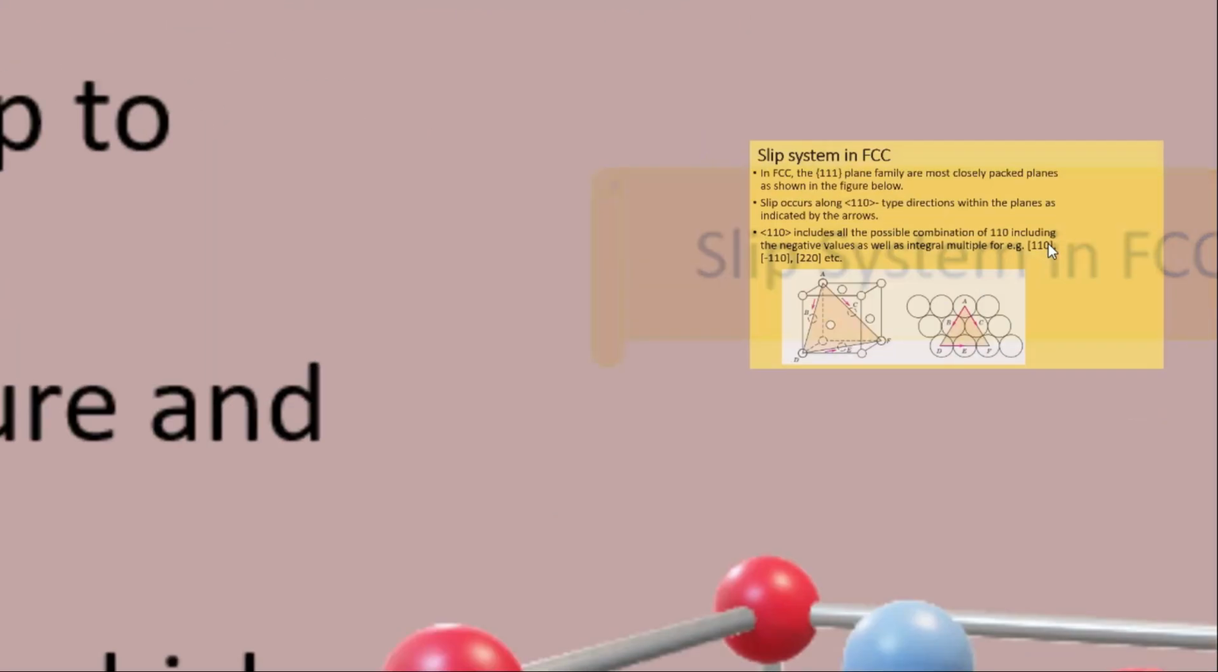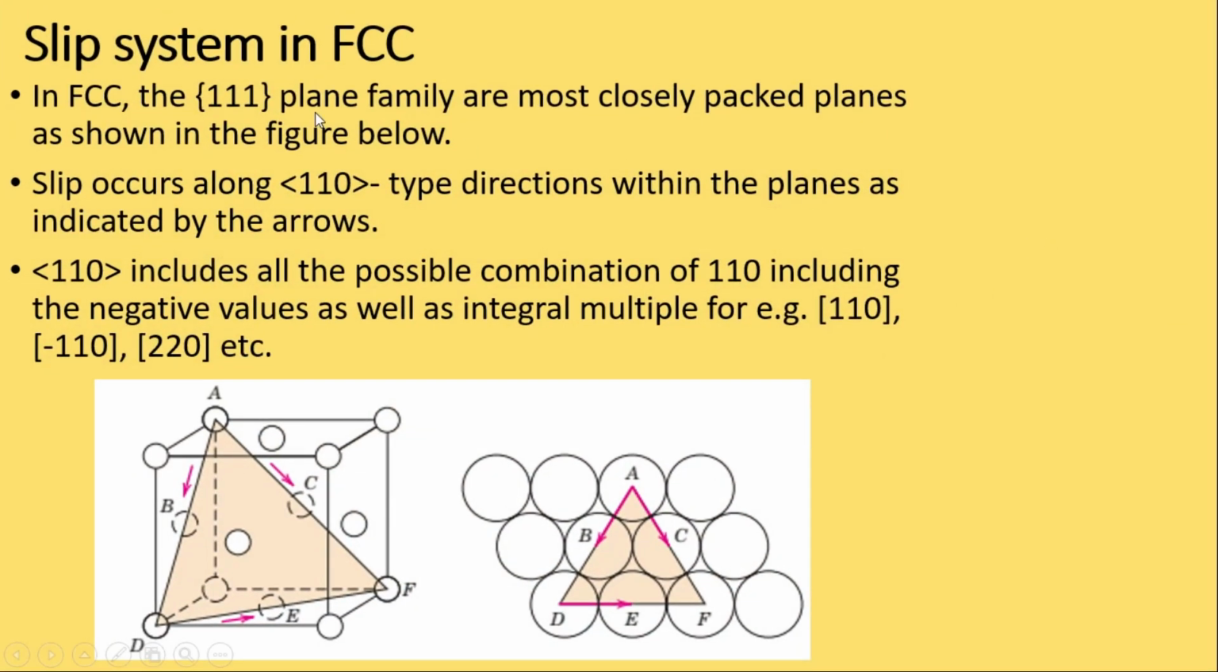So the slip system in an FCC structure like this one. In FCC, the 111 plane family are the most closely packed planes. So this is a 111 plane you can see here, and all the family of it. What is the family? All the possible combinations of 111, including the negative 111 and including the integral multiples.